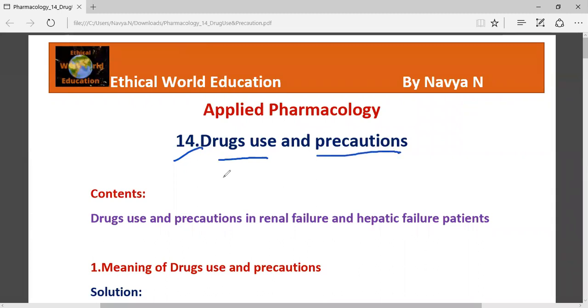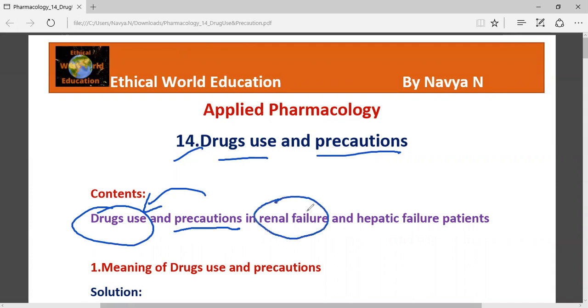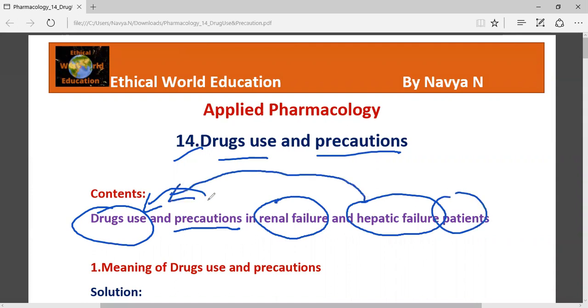In this chapter, we'll be knowing the drug usage, in the sense the dosage and the precautions to use the drug, and also we are going to discuss renal failure and hepatic failure patients, what drugs they are supposed to use and what precautions they have to take for this type of failure, like renal failure or hepatic failure.